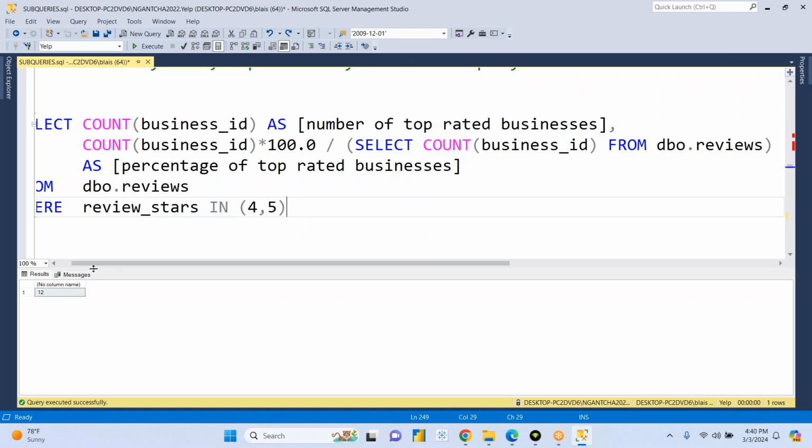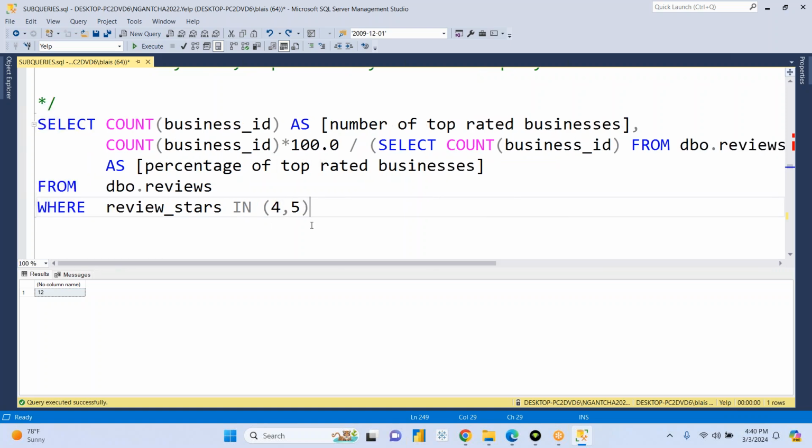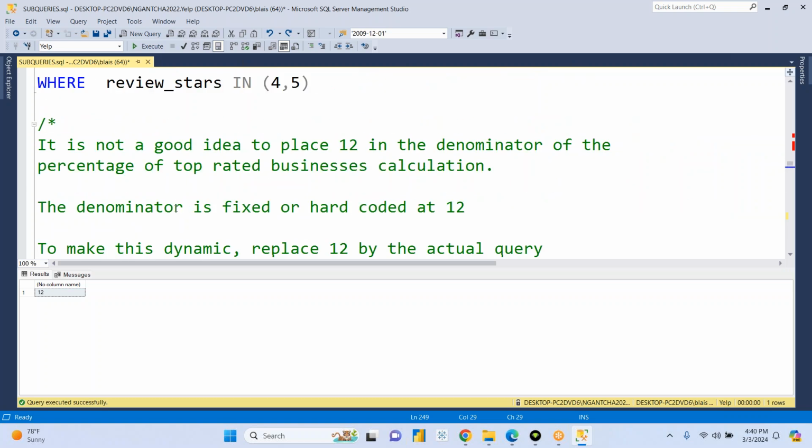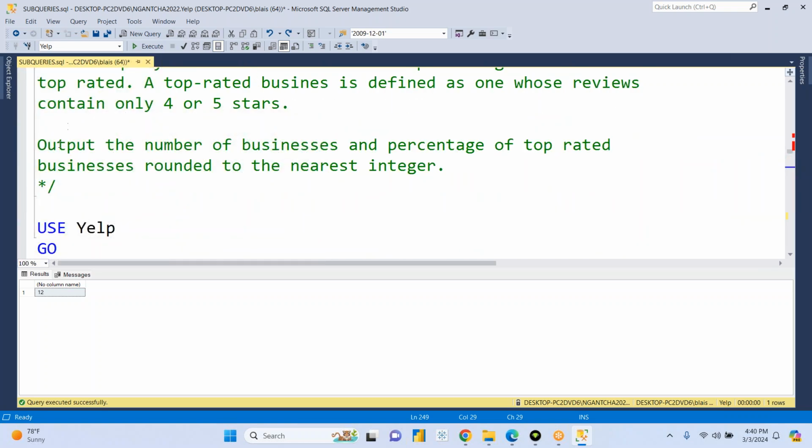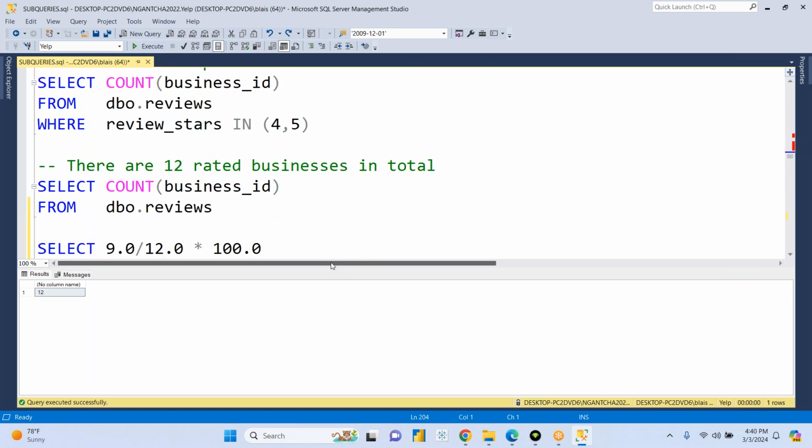Right. I want to stop right here. I want to make sure this is understood. I need your feedback. Is this question understood? We're asked to show the number of top rated businesses, first output, and the percentage of top rated businesses. And we have to round this to the nearest integer. How do you get the percentage of the top rated businesses? The number of top rated businesses divided by the total businesses. 9 divided by 12. Right.